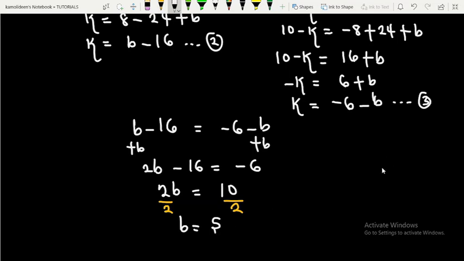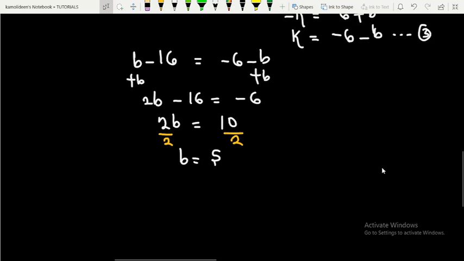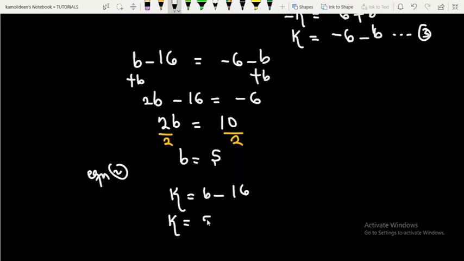So we've been able to solve for a and b. Now we can go ahead to solve for the last variable. Now that's very easy. We can just make use of equation 2 where k equals b minus 16. Recall from equation 2, k equals b minus 16. So all we need to do is substitute the value of b, which is 5 here. So that means k equals 5 minus 16, and 5 minus 16 will give us negative 11.